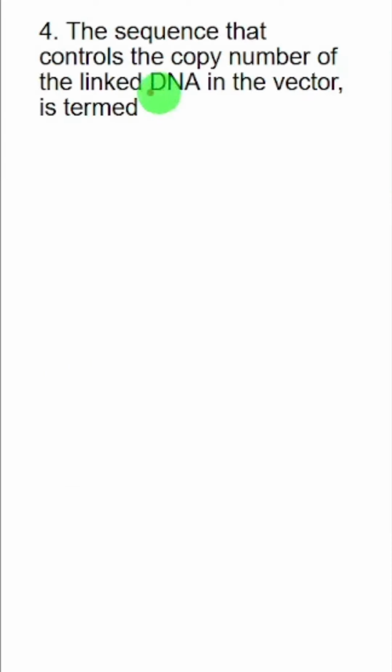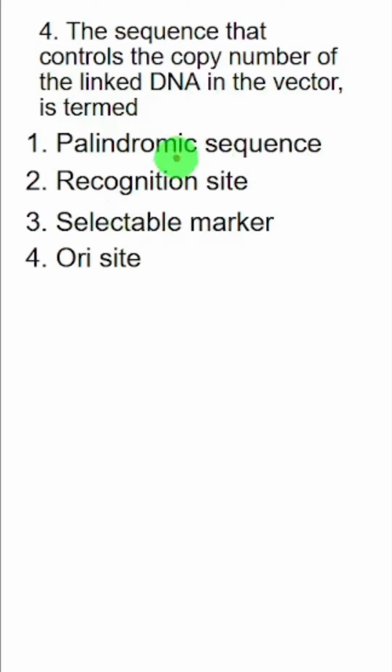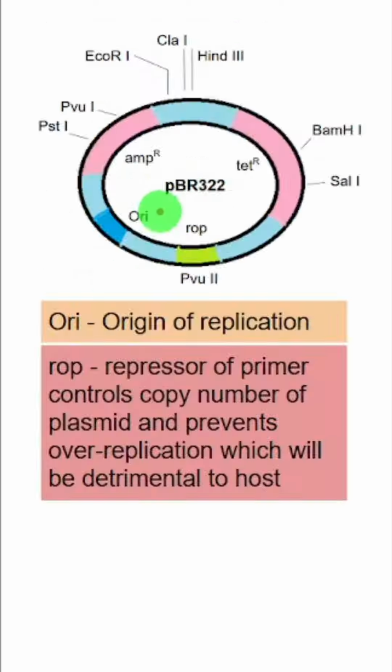The sequence that controls the copy number of the linked DNA in the vector is termed... it is not all these. The answer is option number 4, ORI. This is origin of replication. pBR322 is the plasmid by Bolivar, Rodriguez from Boyer's lab, and this was constructed in 1977.